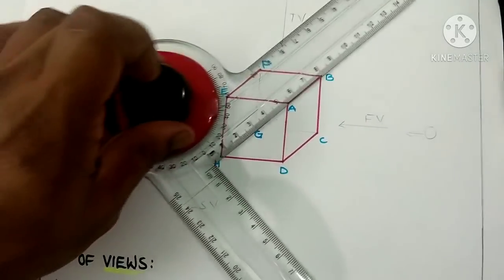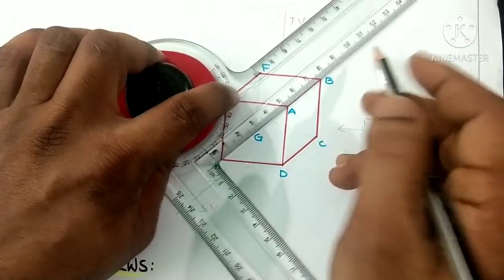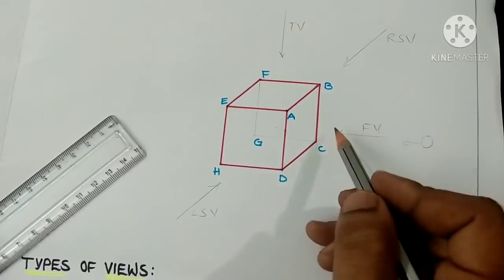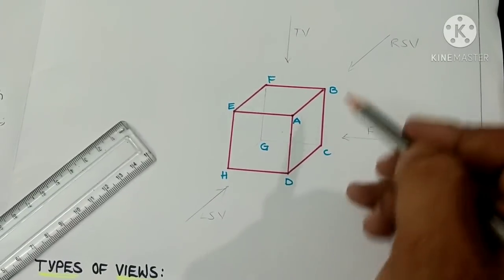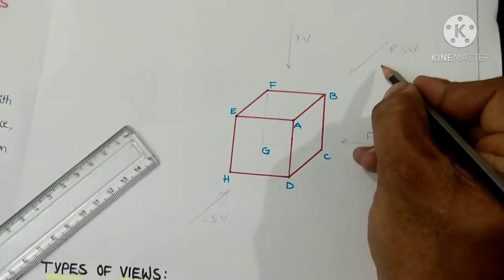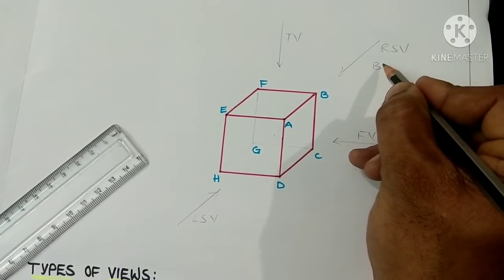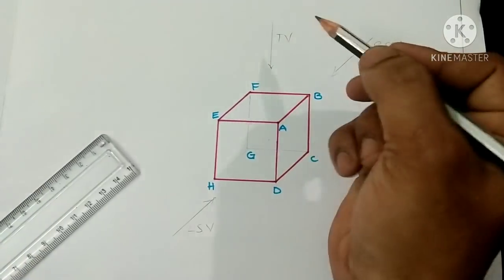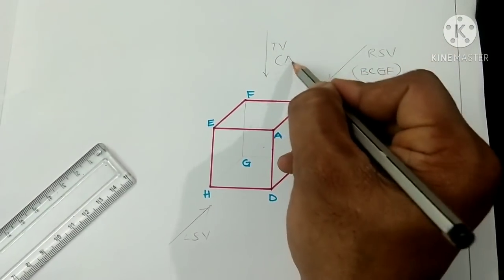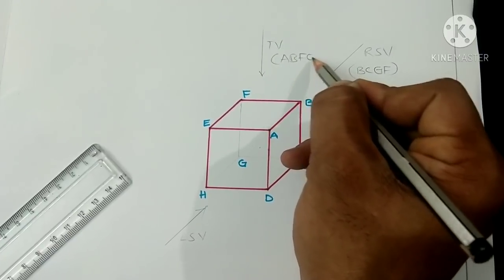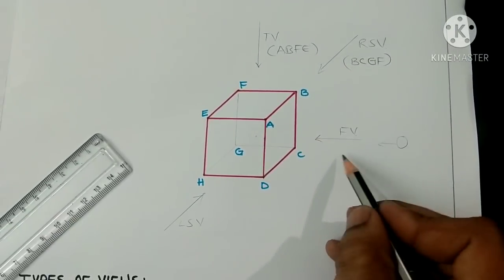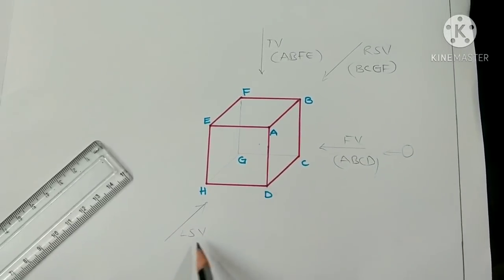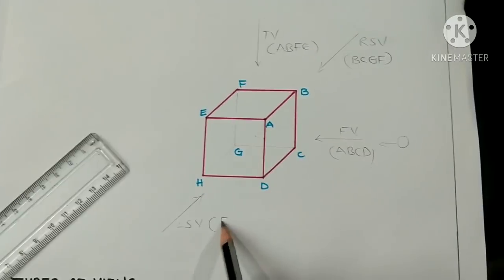Similarly, the opposite direction of the left side view is called the right side view. In the right side view we are able to see the surface BCFG. Let me write this surface name also, BCGF. This surface is visible in the right side view. In the top view we are able to see the AB and FE surface. In the front view we are able to see the ABCD surface. And in the left side view we are able to see EAHD.